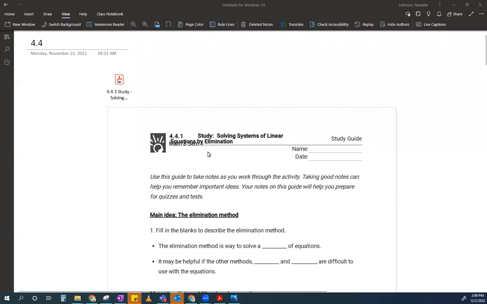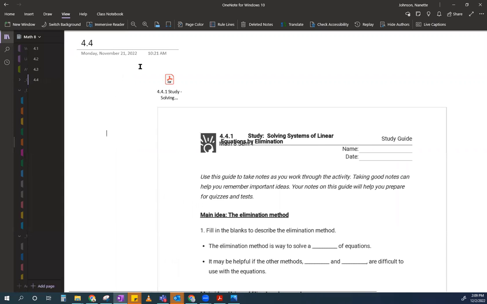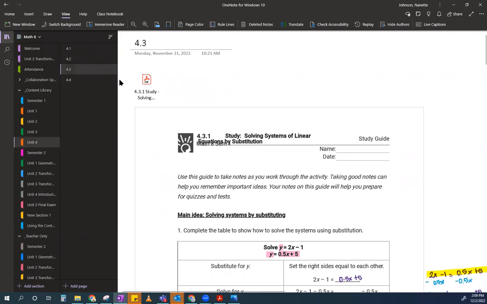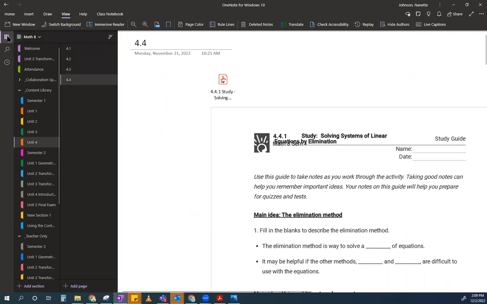Hi, so we're going to get into 4.4.1, which is solving systems of linear equations by elimination. Now, we've already talked about solving by graphing, right? Back here, we did solving by graphing and we did solving by substitution. Elimination is another way to actually solve.